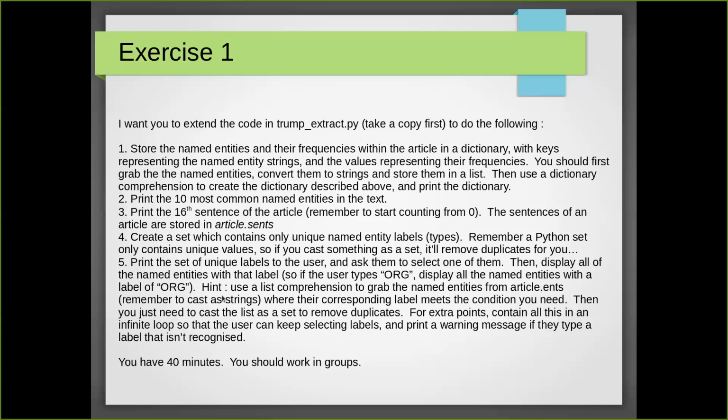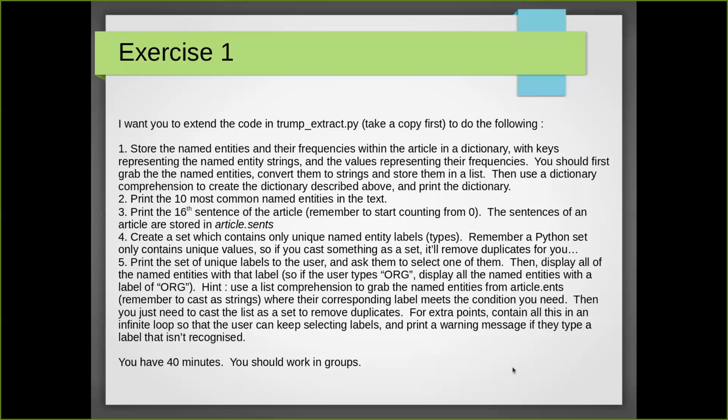And your hint for this is to use a list comprehension to grab the named entities from article.ents. That's where your named entities are stored. Remember to cast them as strings, where their corresponding label meets the condition you need. So use a list comprehension. You can do this in a single line of code. You want to grab the named entities from article.ents, albeit cast out as strings, where the label for that named entity meets whatever condition you need. And in this case, that's defined by the user. Then all you need to do is cast that list as a set to remove any duplicates.